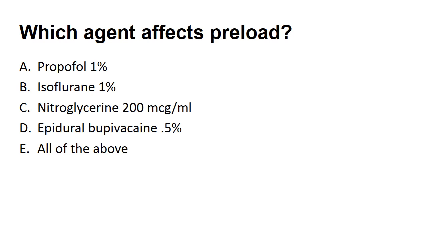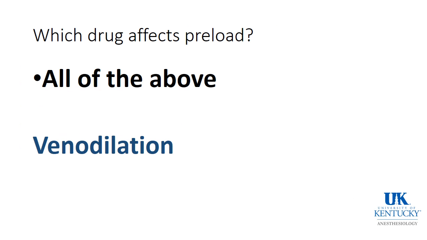Now another question: which agent affects preload? Propofol 1%, isoflurane 1%, nitroglycerin 200 micrograms per mil, epidural bupivacaine, or E, all of the above? And the answer is all of the above, and it is because of venodilation. When you have venodilation, you develop pooling of blood and a decreased volume as preload.